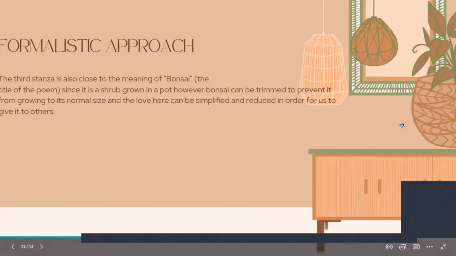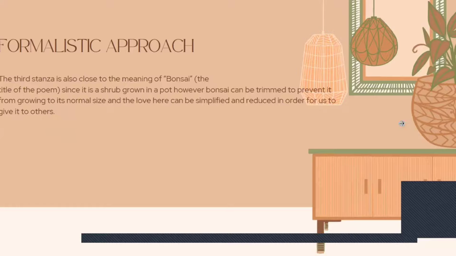Formalist approach. The third stanza is also close to the meaning of Bonsai, the title of the poem. Since it is a shrub grown in a pot, bonsai can be trimmed to prevent it from growing into normal size, and the love here can be simplified and reduced in order for us to give it to others. The third stanza means that love has no size. It's either big or small.